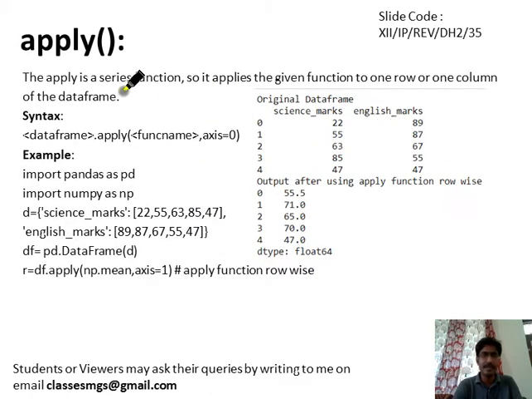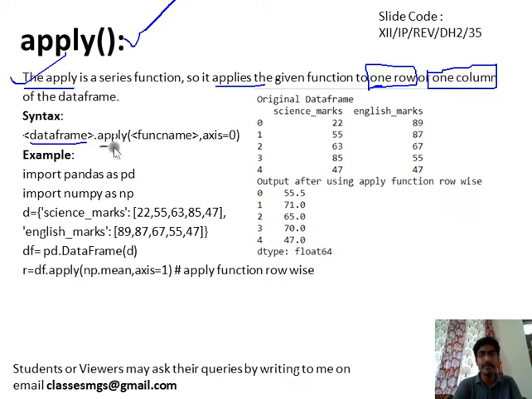Okay, now the second function is the apply function. As we have seen, the apply function works either column wise or row wise. It will apply on a single row or on a single column at a time. So in this scenario we will use the apply function. The syntax will be data frame name dot apply, then function name. Axis 0 means apply column wise, and axis 1 means apply row wise.